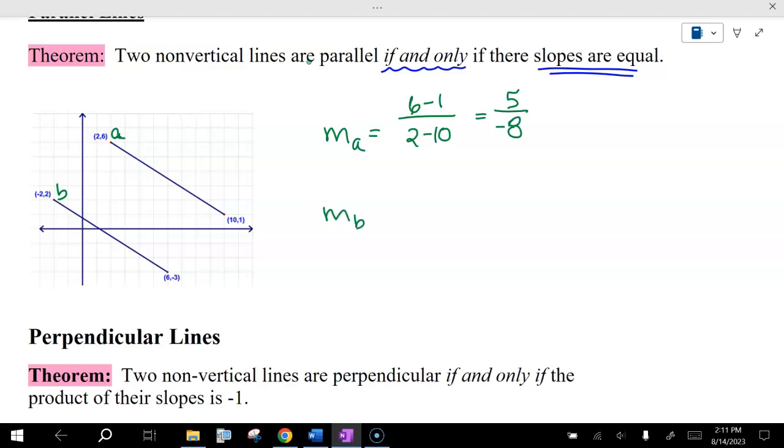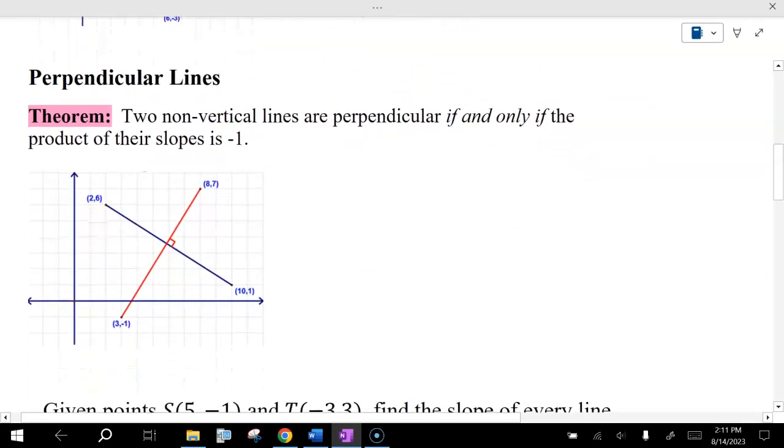Now, if I look at the slope of the other line, I'm going to do the difference in my y values. So I've got 2 minus negative 3 over the difference in my x values, which is negative 2 minus 6. So in the numerator, it gives me 2 plus 3, which is 5. And then in the denominator, I get negative 8. And so we notice here that these two lines have the exact same slope, and so we know those lines are parallel. So now let's take a look at perpendicular lines.